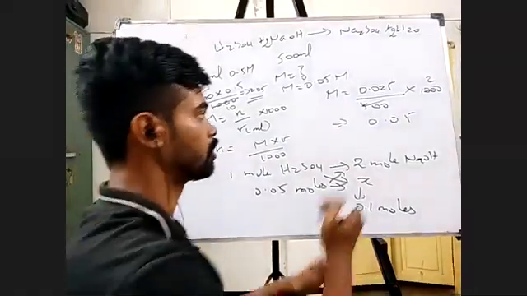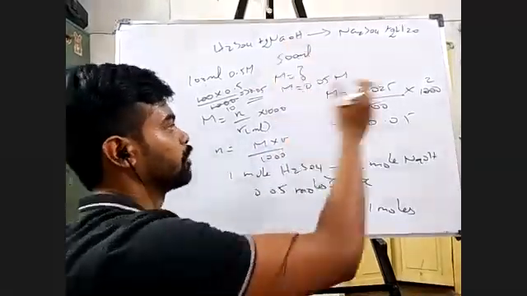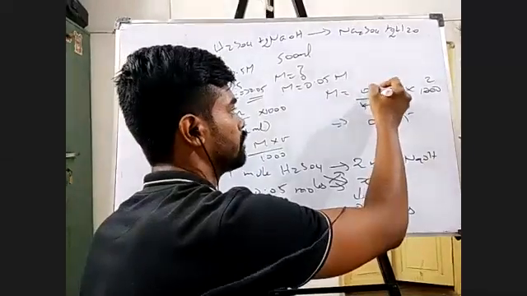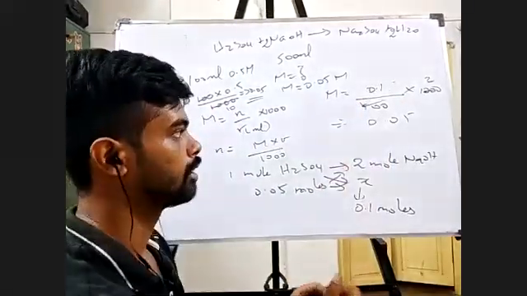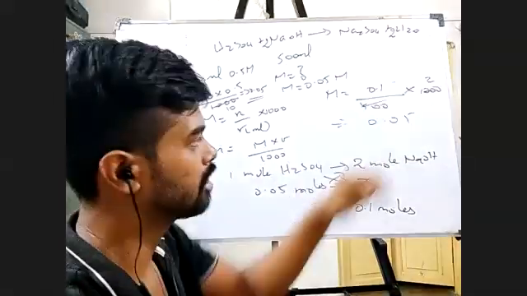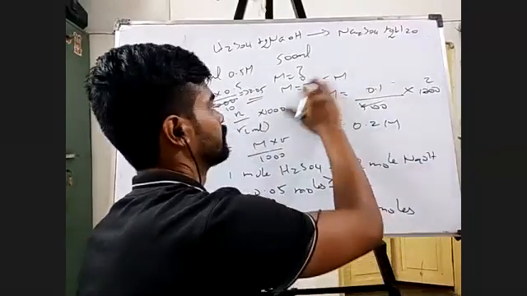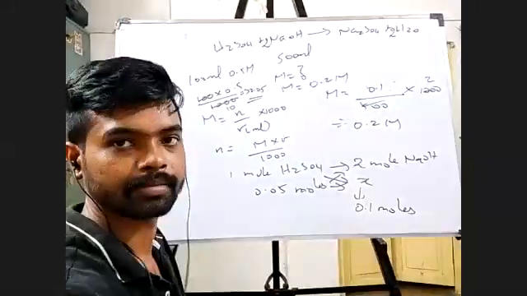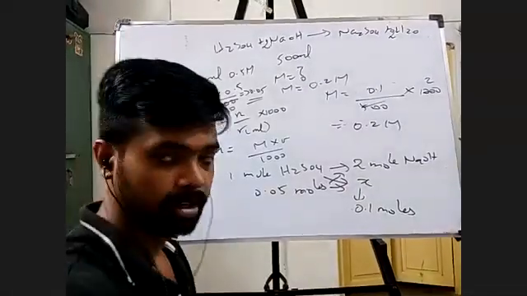So now I go for finding the molarity of NaOH, that is the number of moles of NaOH, that is 0.1, divided by 500, which is the volume given in the question, into 1000. So now what will be the answer? 0.2 M is the answer. Understood, guys? Okay.